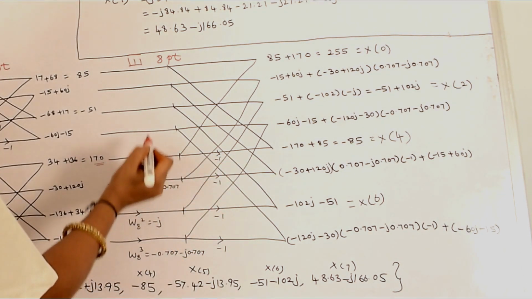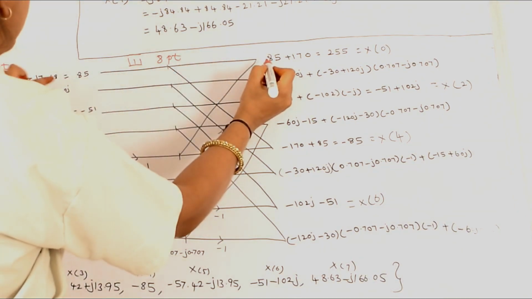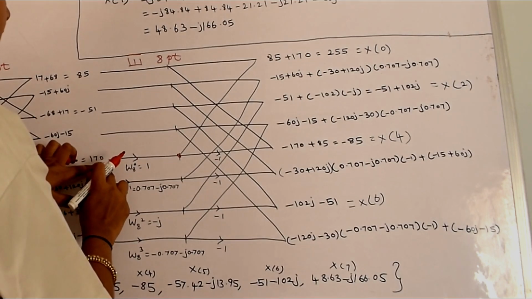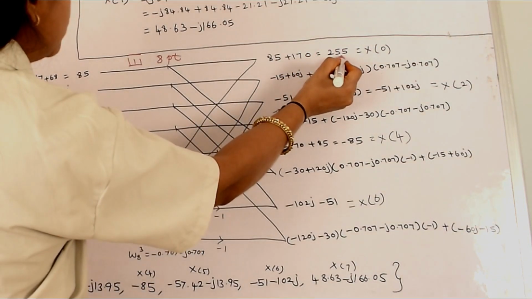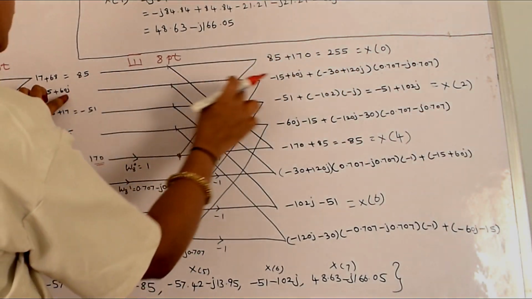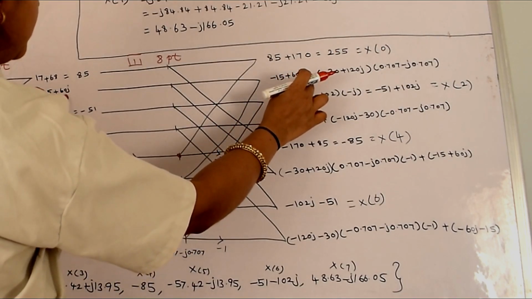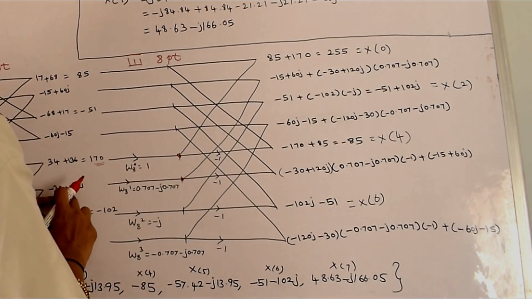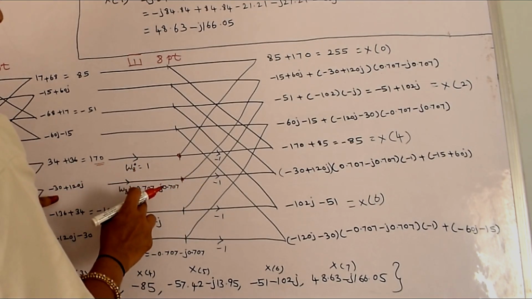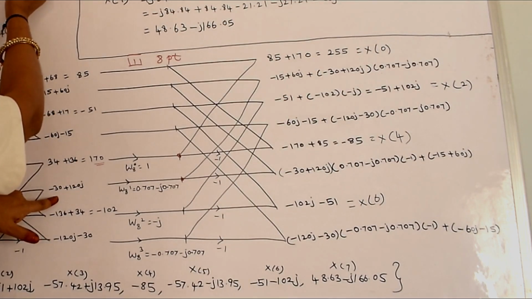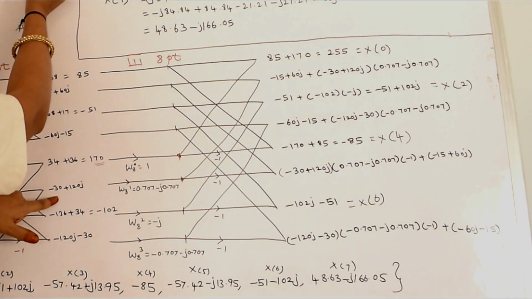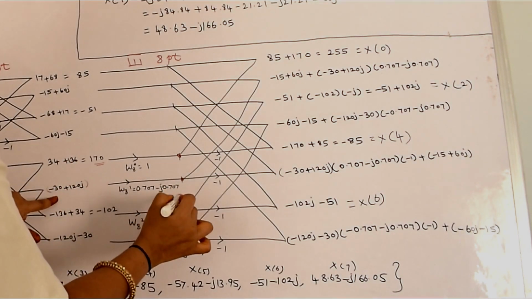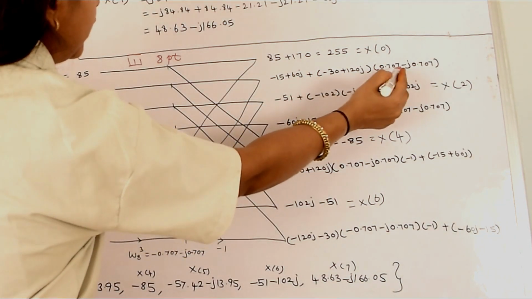Okay, so the first will be 85. From here I am taking 170 into 1, so your answer is 255. The second one is minus 15 plus 60j, plus the second one here, minus 30 plus 120j, and your twiddle factor value is 0.707 minus j 0.707. So you have to multiply this whole term with this whole term. Okay, so I have written it here.